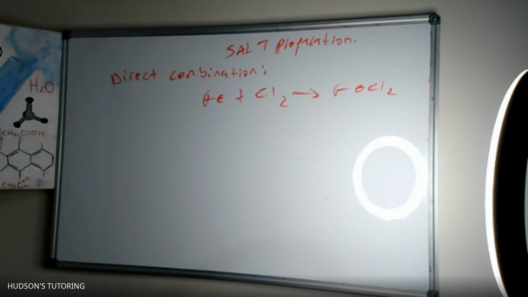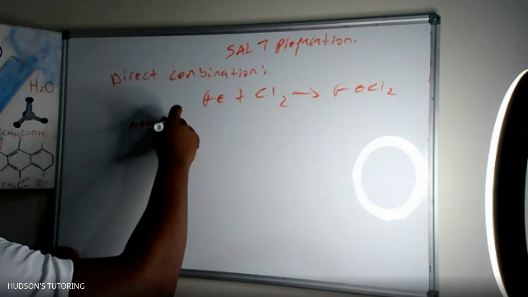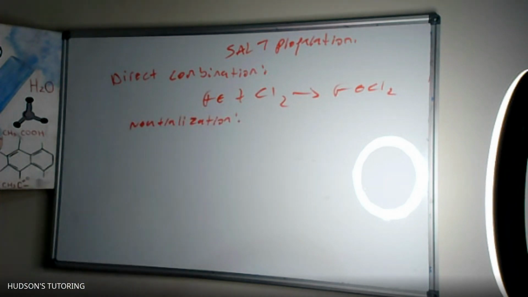That's direct combination. Then we have neutralization. That's another form of forming salts. So this is three we've gone already. And then I'm going to show you guys the salt preparation. We call it the tree of salt.